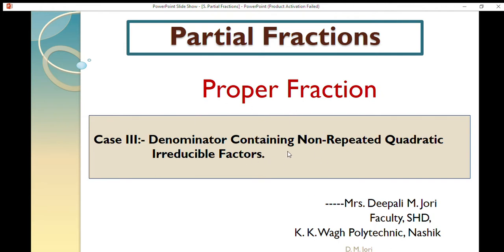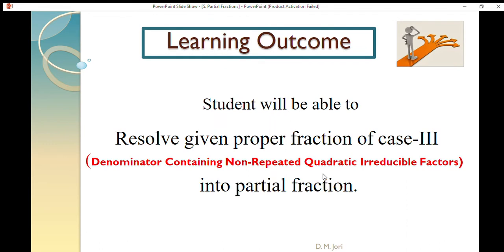Today we will discuss the topic of partial fractions. In today's video I'll explain the third case of proper fraction. Case number 3 is when your denominator contains a non-repeated quadratic irreducible factor. In the previous video we discussed the introduction and the first and second cases of partial fractions. Today we'll study the third case, in which the denominator of the given rational fraction contains non-repeated quadratic irreducible factors. So which type of factors are these?